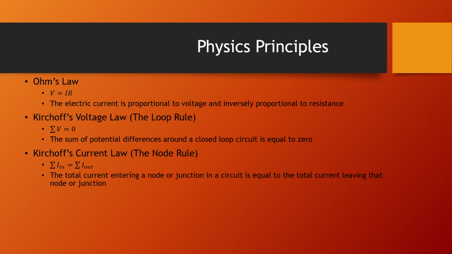There are three main physics principles used during this lab. Ohm's law, which is V equals IR, where the electric current is proportional to voltage and inversely proportional to resistance. Kirchhoff's voltage law, also known as the loop rule, where the sum of potential differences around a closed loop circuit is equal to 0. And Kirchhoff's current law, also known as the node rule, where the total current entering a node in a circuit is equal to the total current leaving that node or junction.